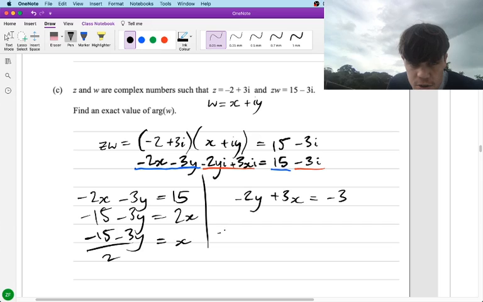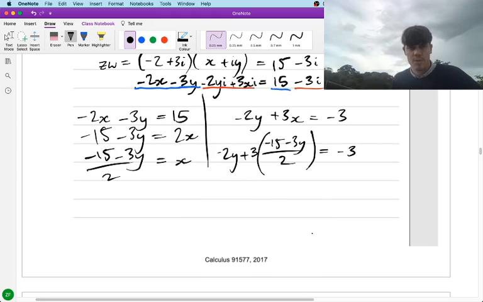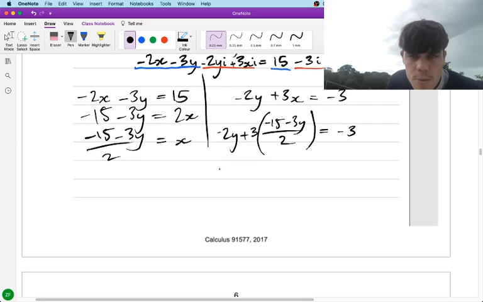Looks a bit ugly, but let's see how she comes out. So over here I'm going to change it to negative 2y plus 3 times all that gear. Should I do that all at once? I'll show you the substitution. Negative 15 minus 3y over 2 equals negative 3. Let's scroll down a bit. Hopefully I've got some space. Not too much. Okay, I'm going to multiply everything by 2 because I can't be bothered dealing with that right now. So that's going to be negative 4y.